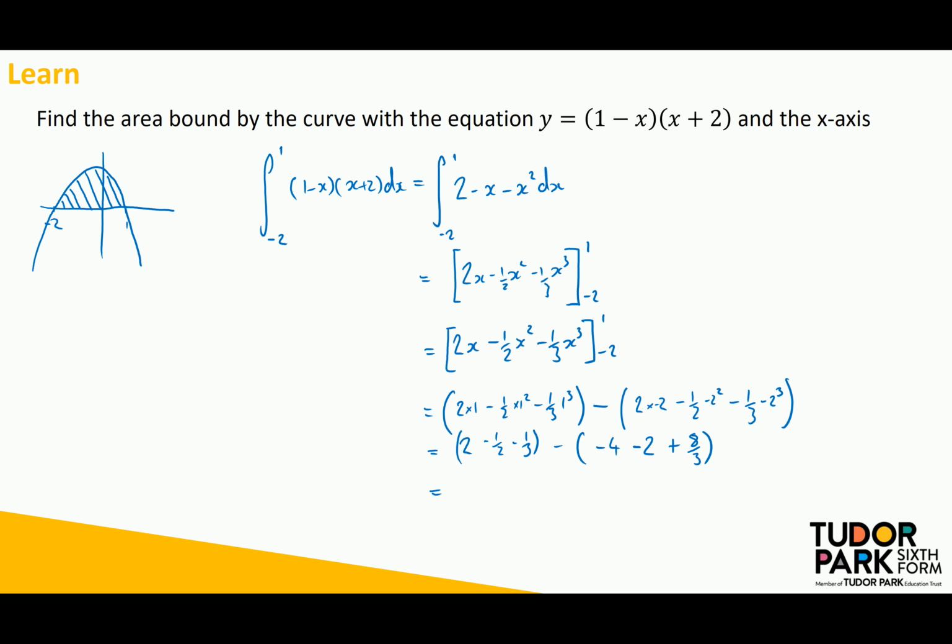And at this point I resort to my calculator to find out that that's going to be 7/6 minus, and this works out to be minus 10/3. Minus minus gives me a plus, so adding those two values together gives me 9/2 as my answer. Now here we're finding an area, so I like to write this down as 9/2 units squared to indicate that it is an area that we found. And that's how we would find an area bound by a curve.